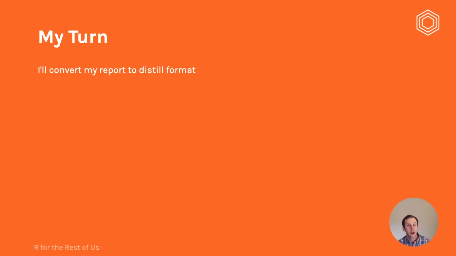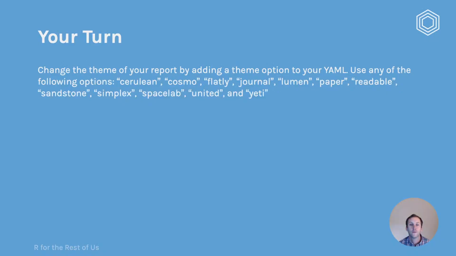All right, so for my turn, I already converted my report to distill format. For your turn, I want you to change the theme of your report by adding a theme option to your YAML. You can use any of these options.